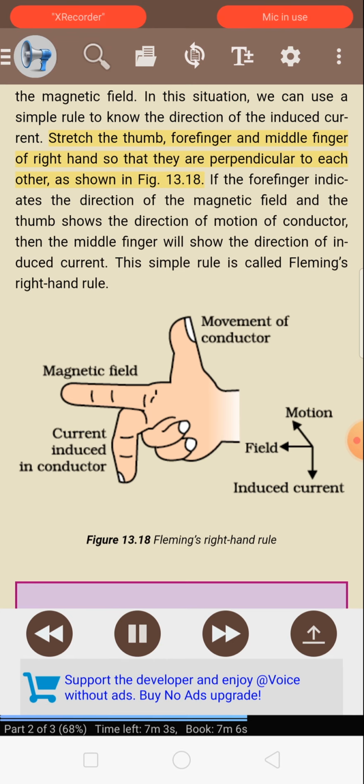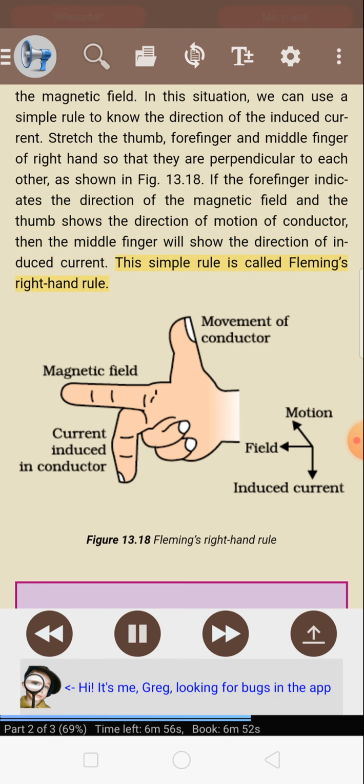Stretch the thumb, forefinger and middle finger of right hand so that they are perpendicular to each other, as shown in figure 13.18. If the forefinger indicates the direction of the magnetic field and the thumb shows the direction of motion of conductor, then the middle finger will show the direction of induced current. This simple rule is called Fleming's right-hand rule. Figure 13.18 Fleming's right-hand rule.